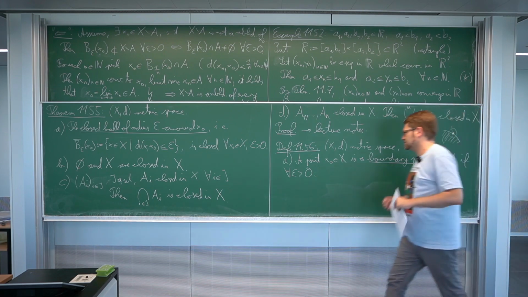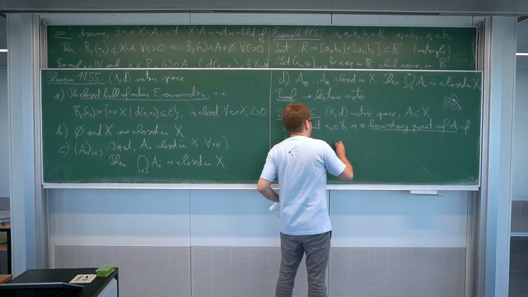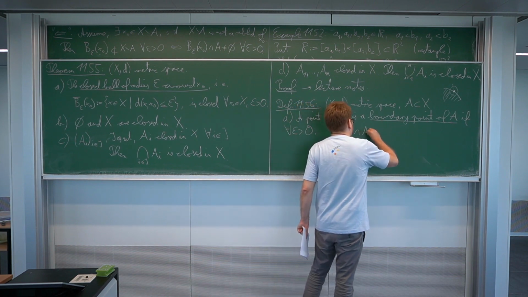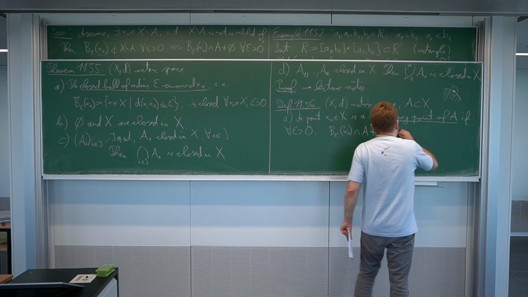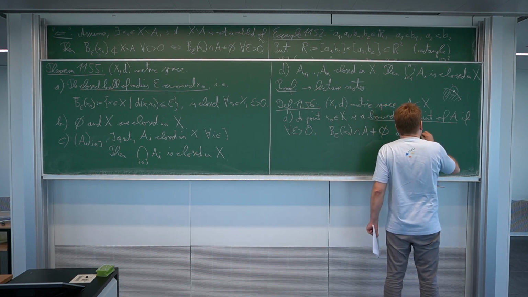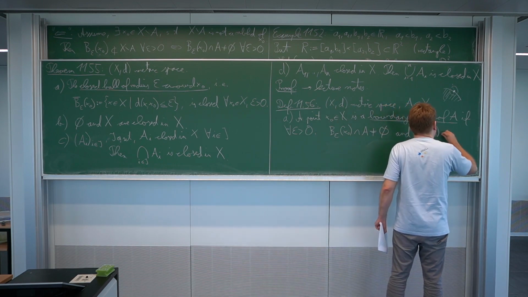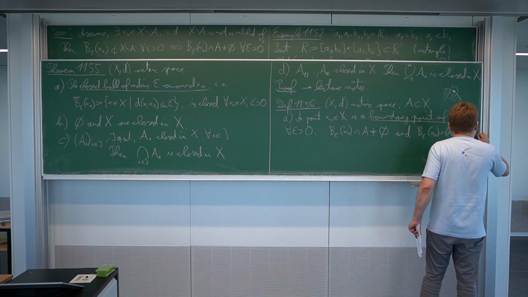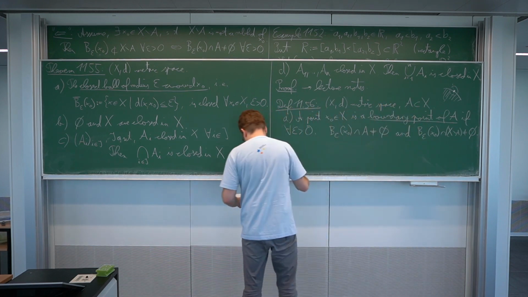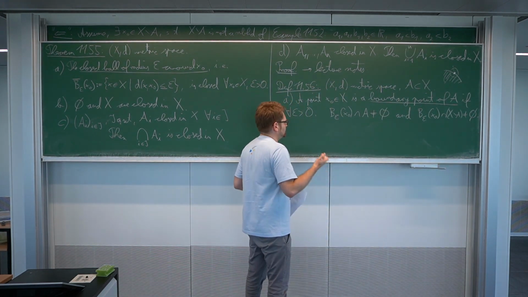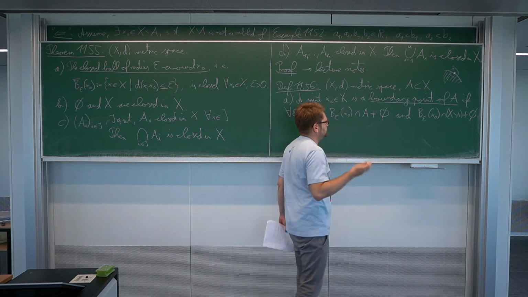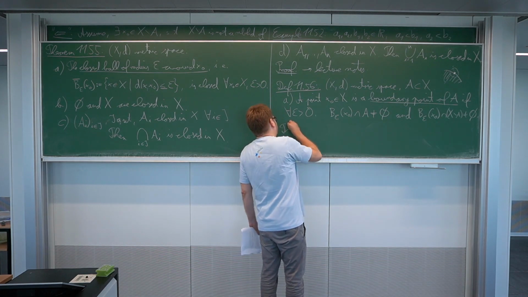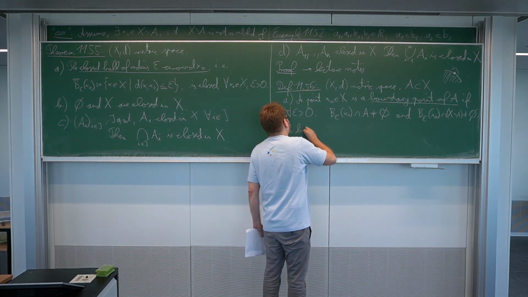That's the idea here. So for all epsilon bigger than 0, we have that B epsilon of x0 intersected with A is non-empty, and B epsilon of x0 intersected with the complement of A is non-empty. Okay, this is a boundary point. So in other words, every little neighborhood contains an element of A and an element of the complement. And the boundary of A is then just given by the set of all boundary points.